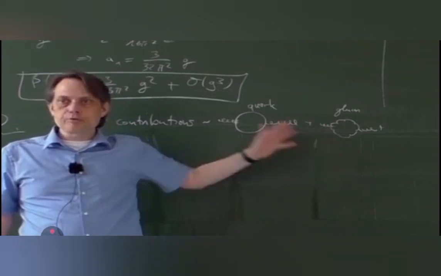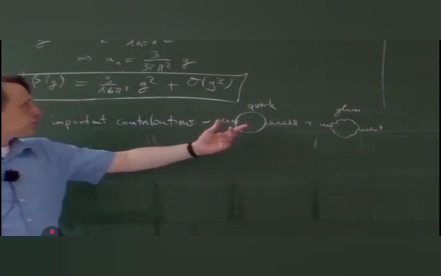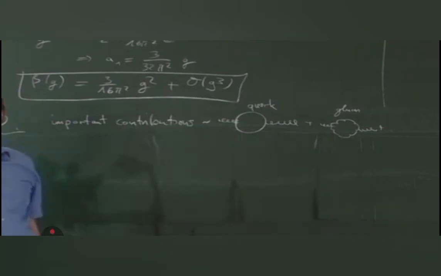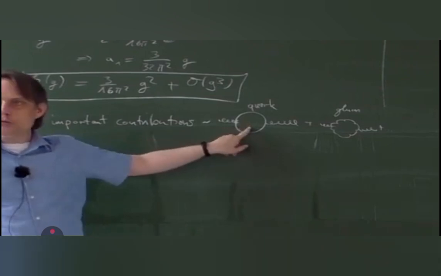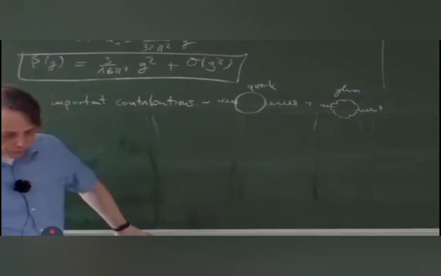And if you work out the sign, then the sign is opposite, and therefore the beta function of QCD can have a different sign from the beta function in QED. But whether the sign is different depends on the details. It depends on how many quarks there are and how many gluons there are, which of the two dominates. So, I will just give you the result.